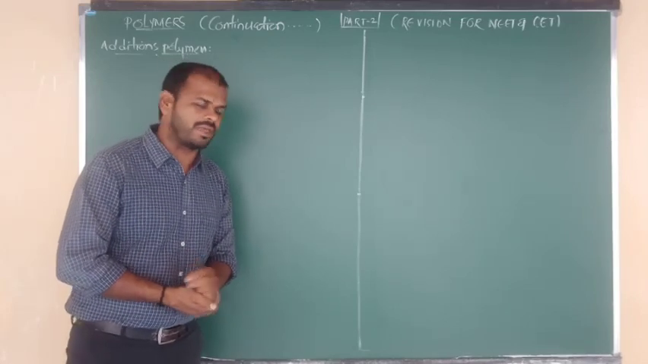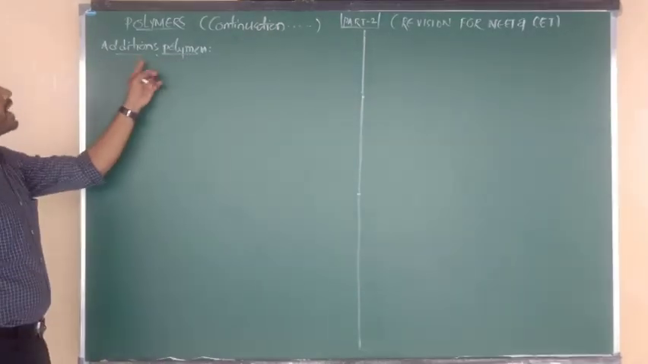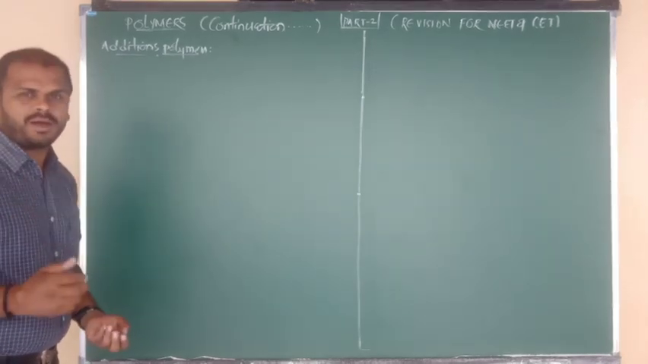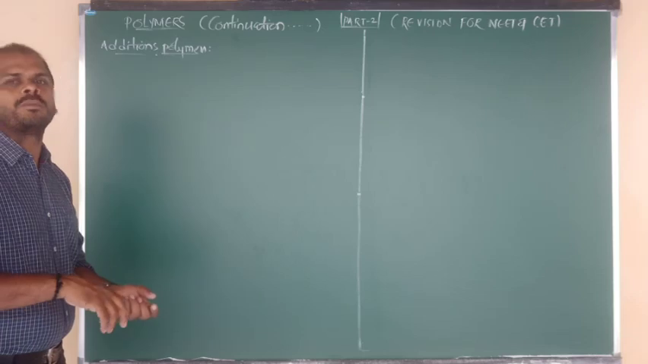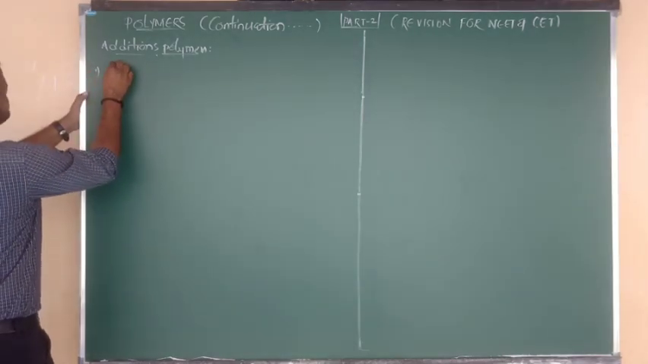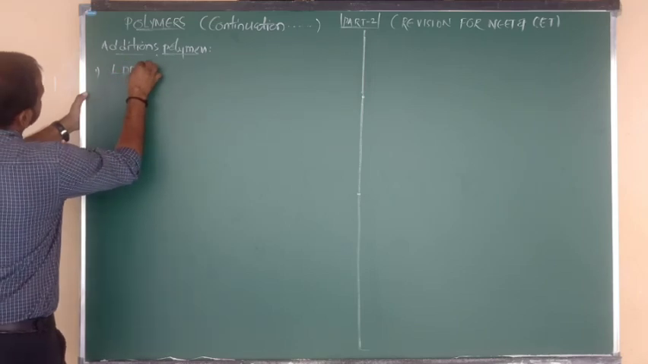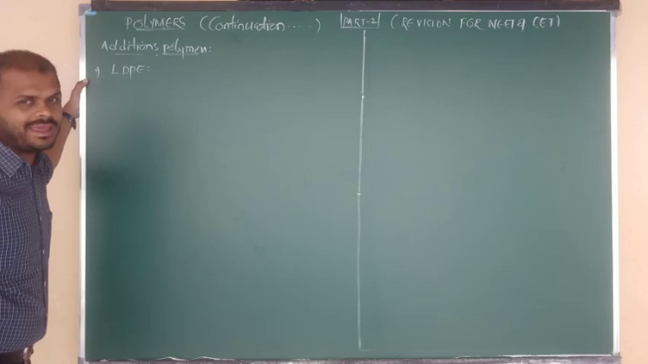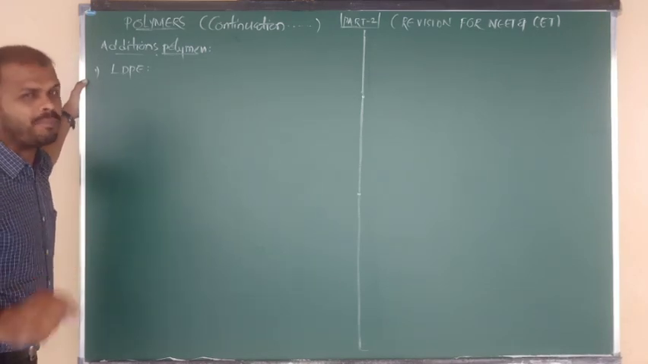Now first of all I am going to start with addition polymers. One by one, what are the addition polymers, their respective monomers and structures. The first one is LDPE. What is meant by LDPE? Low density polyethylene.